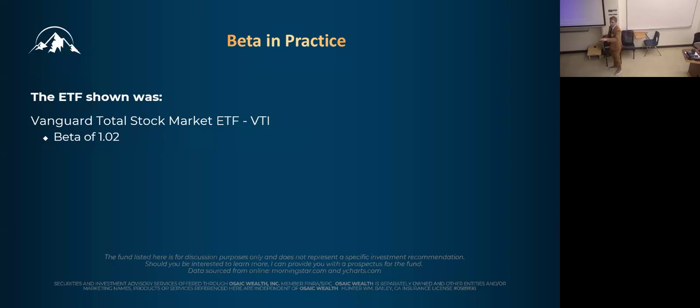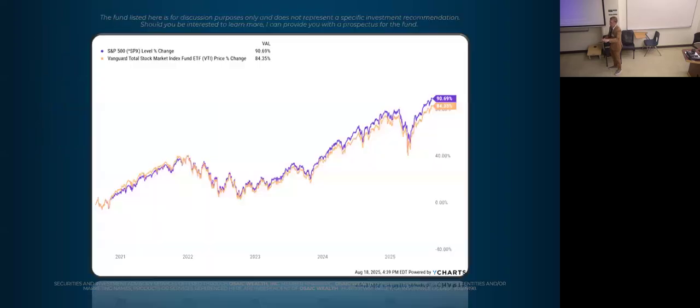Any questions on that? Yes. Where's the one that we're looking at, the one that we're comparing against? So the S&P 500 is in purple, and the Vanguard total stock market is in orange.